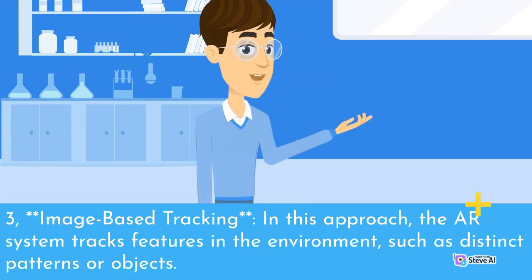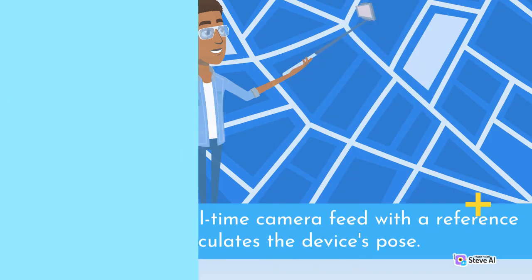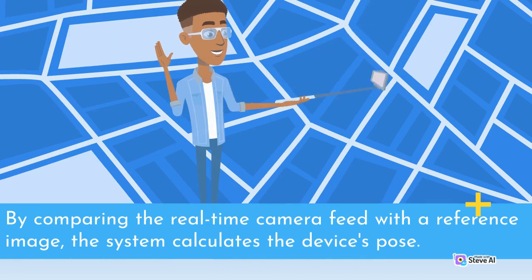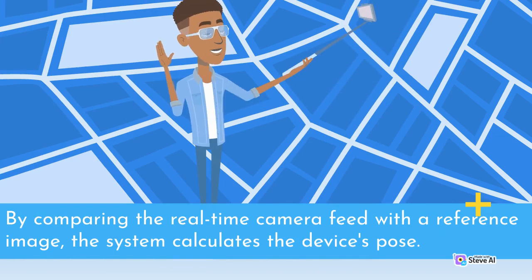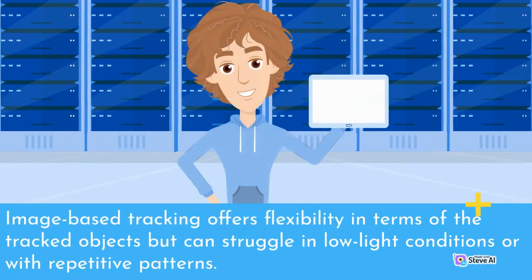3. Image-based tracking. In this approach, the AR system tracks features in the environment, such as distinct patterns or objects. By comparing the real-time camera feed with a reference image, the system calculates the device's pose. Image-based tracking offers flexibility in terms of the tracked objects but can struggle in low light conditions or with repetitive patterns.